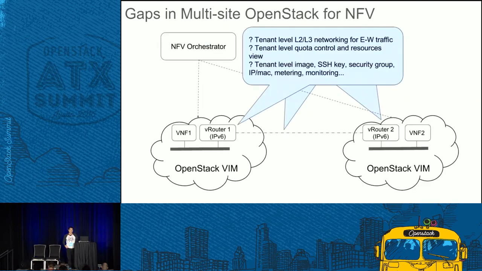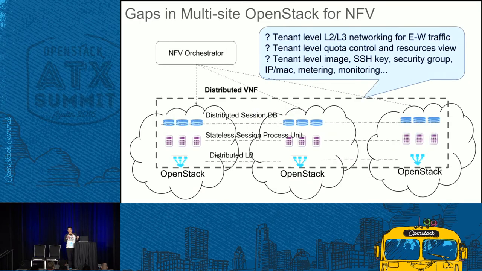And in NFV, we have to deploy multiple VNFs in different sites, but there are some gaps in this scenario. For example, if we deploy a vRouter in different OpenStack instances in different sites, the tenant's vRouters should be connected with each other, so the east-west traffic should be isolated. But currently, there is no L2, L3 networking automation to isolate the traffic. We also identified that quota control for multi-site is missing. And like others, IP address space management and other resource synchronization among multiple sites are also missing.